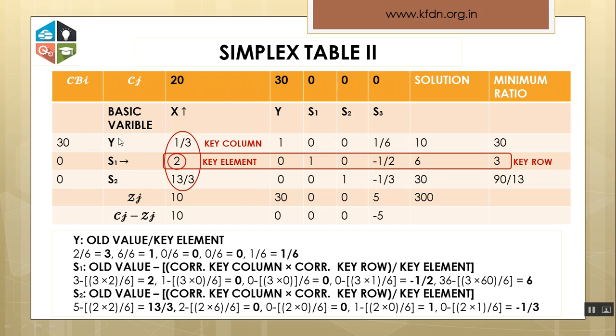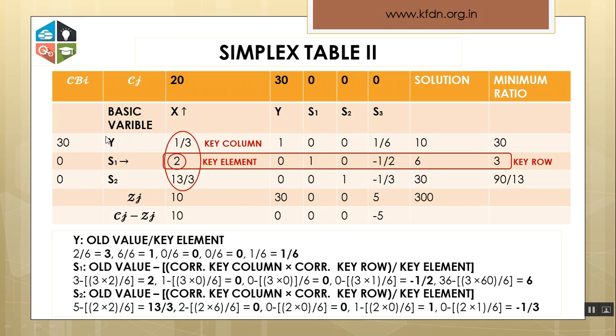Now, again we'll write CBi, which is the coefficient of the basic variables. As you can see, y was 30, S1 was 0 and S2 was also 0. We'll follow the same process, but before that, we need to determine the new values of these columns. In order to determine the new values of these columns, we need to know some formulas which I discussed earlier.